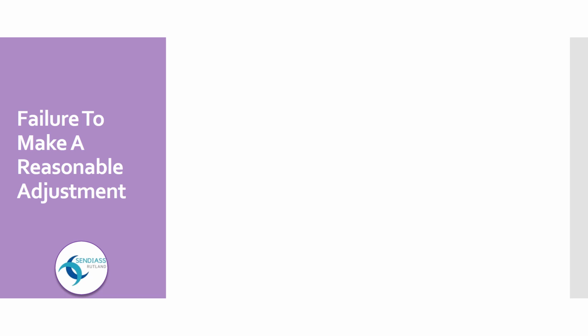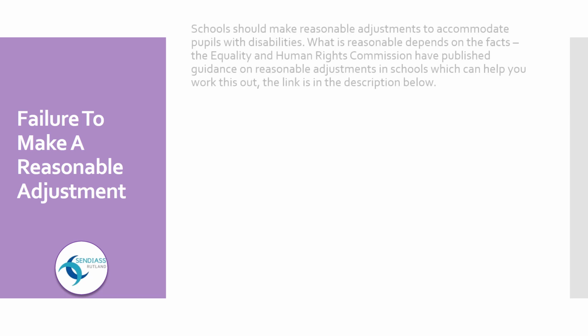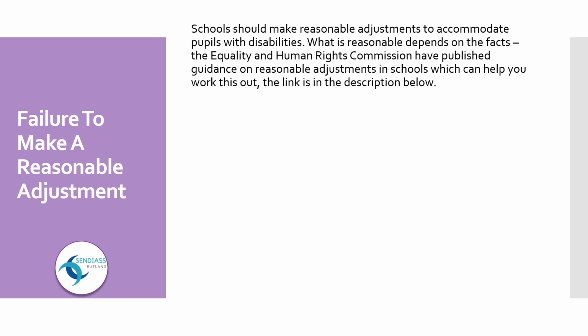Failure to make a reasonable adjustment. Schools should make reasonable adjustments to accommodate pupils with disabilities. What is reasonable depends on the facts. The Equality and Human Rights Commission have published guidance on reasonable adjustments in schools which can help you to work this out. The link is in the description below.